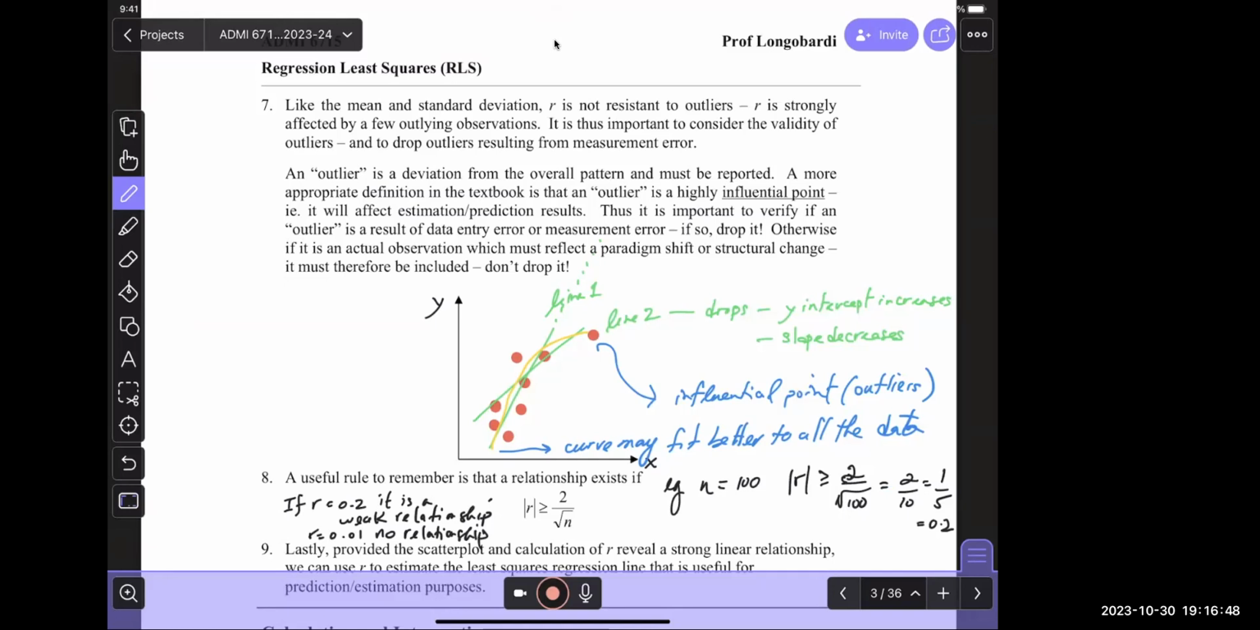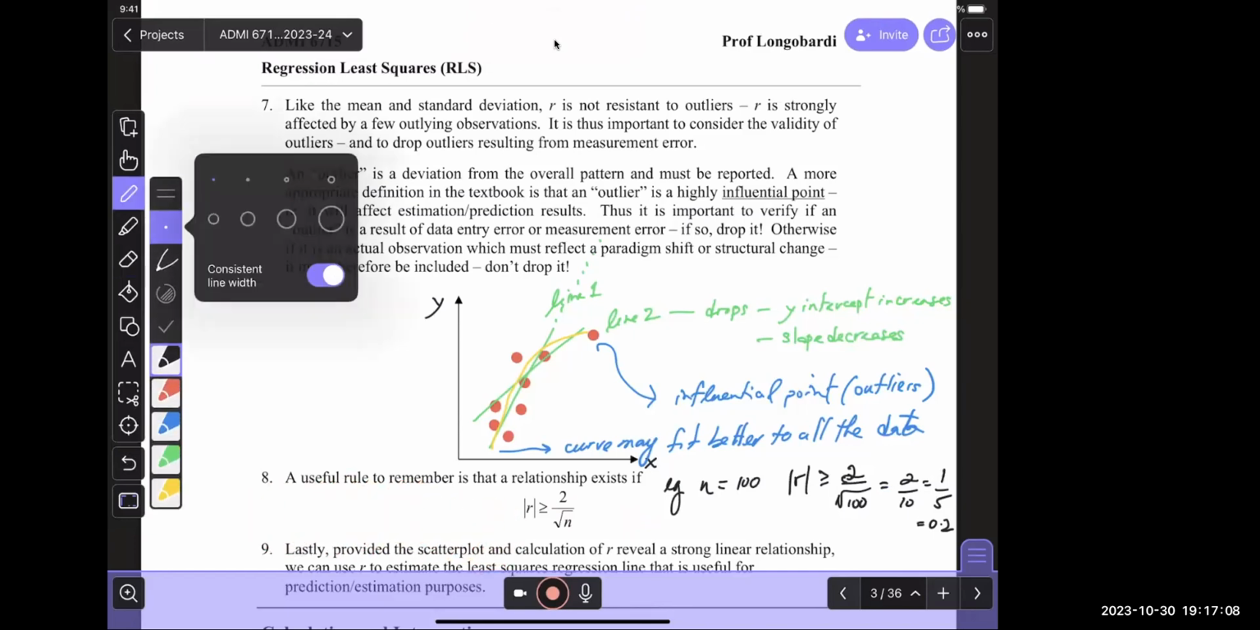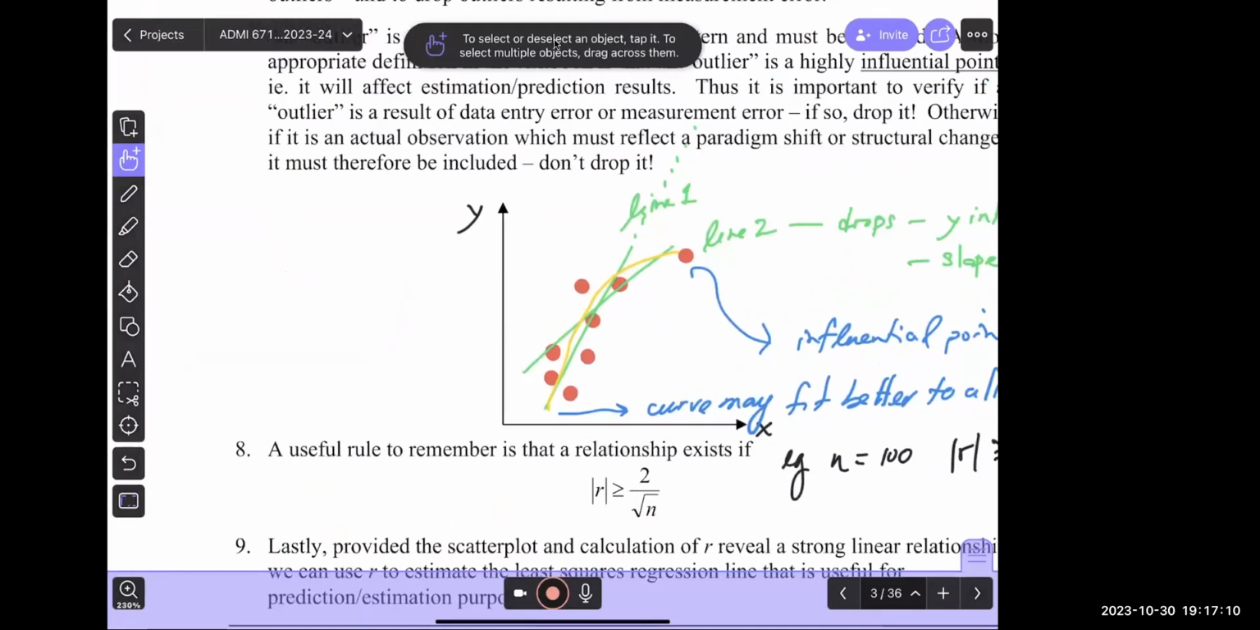All right, so we have to say this carefully. Let me do this again. So if R is 0.2 in this example, you'd say there's a weak linear relationship, right? This is a linear relationship. So let me correct that. And let me make this bigger so it fits.